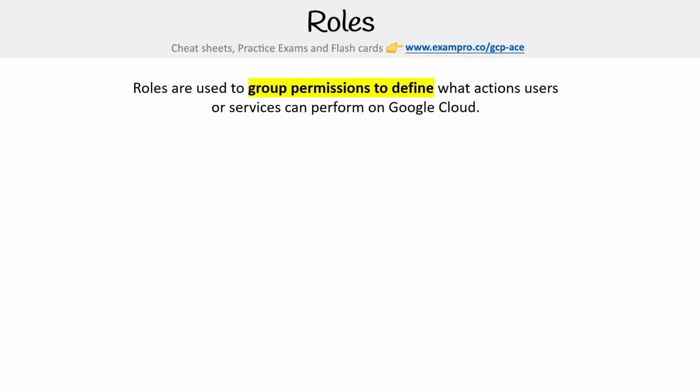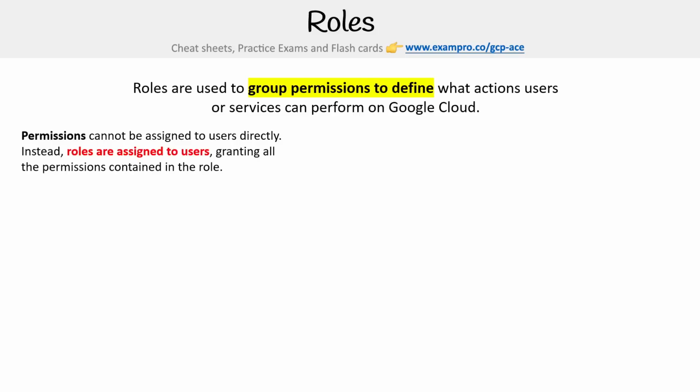Let's take a look here at roles. So these are used to group permissions to define what actions users and services can perform in Google Cloud. Permissions cannot be assigned to users directly. Instead, roles are assigned to users, granting them all the permissions contained in the role. If you come from AWS, you'll find that this is a lot simpler and more straightforward. If you're coming from Azure, you really use predefined roles, and you have to pay extra to be able to have additional functionality. So you'll be happy to hear custom roles here are free to utilize.